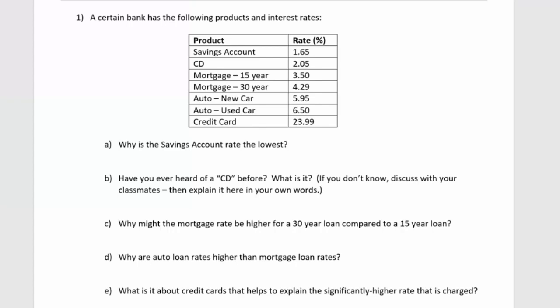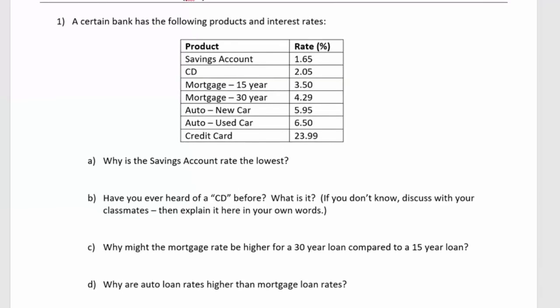So that's part of what's going on with interest. Now, on question A, it asks, why is the savings account rate the lowest? We'll start off by noting these are all products, as they're called, by a bank. But one of these products is different from all the rest, and it's the savings account. How is the savings account product different from all of the others? We're making money as opposed to them making money.